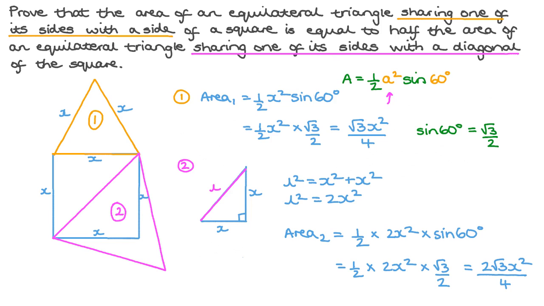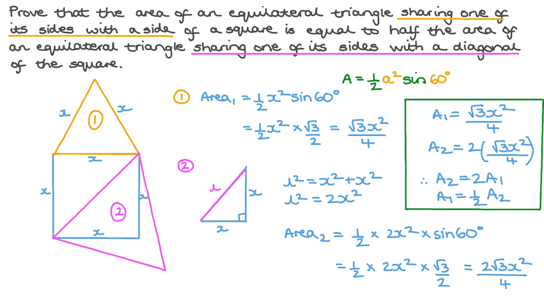Now we could cancel a factor of 2 from the 2 in the numerator and the 4 in the denominator, but remember what we're being asked to prove is that the area of the first equilateral triangle is half the area of the second equilateral triangle. If instead we take this factor of 2 out of our expression for the area of triangle 2, we have that the area of triangle 1 is root 3x squared over 4, and the area of triangle 2 is 2 root 3x squared over 4. So we can say that the area of triangle 2 is twice the area of triangle 1, or phrased another way, the area of triangle 1 is a half of the area of triangle 2, which is what we were asked to prove in the question.